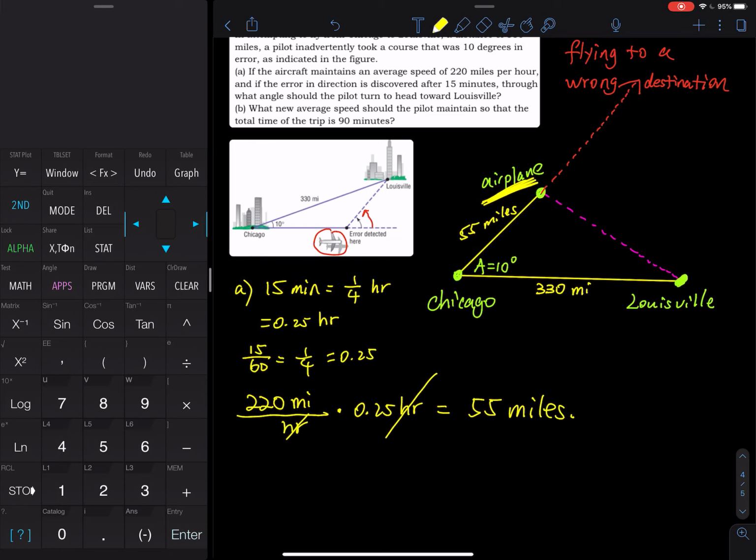Since now you know that you made a mistake, how many degrees should you turn to go back to the right course so that you can fly all the way to Louisville? So what is this angle? I want to know this. I call the 10 degree angle A, and then the others will be angle B and angle C. What I'm trying to do is find the distance a, the length of the pink dashed line. I want to know the distance between the airplane's current position and Louisville.